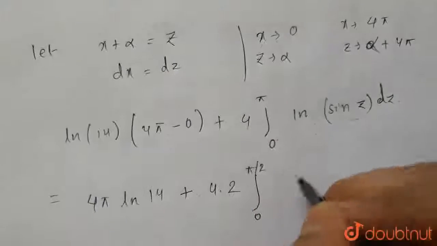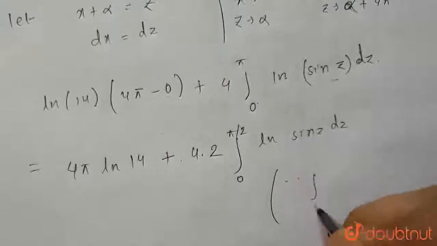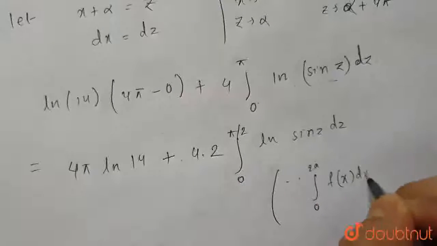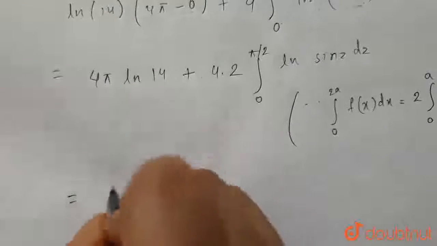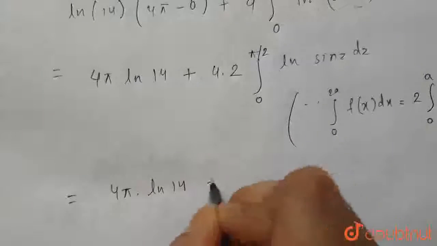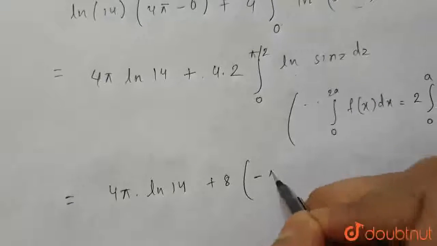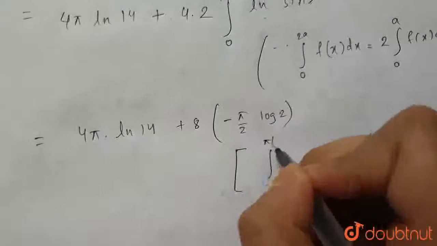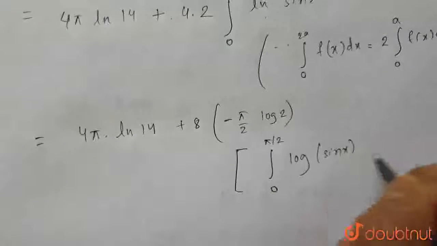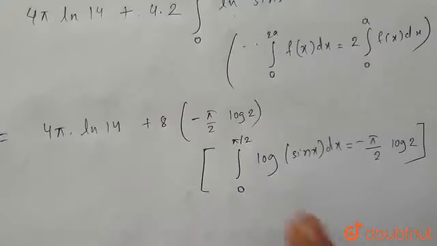now using one property we can write it as 2 times the integral from 0 to π by 2 of log of sin z dz, and we have used the property that the integral from 0 to 2a of f(x) dx is equal to twice the integral from 0 to a of f(x) dx. This property we have used here. So this is equal to 4π into log 14 plus 8 into, so now the integral of log of sin x from 0 to π by 2 is equal to minus π by 2 log 2.